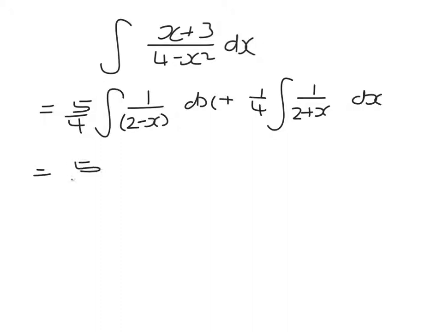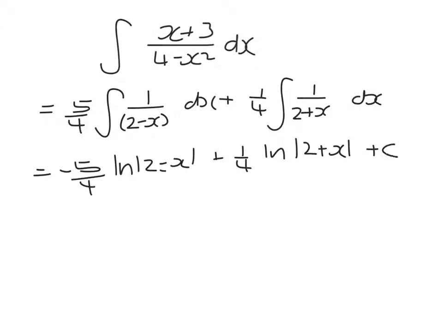I can just multiply. If I integrate 1 over 2 minus x, I get the natural log of 2 minus x, and I have to divide by minus 1, so that'll give us minus 5 over 4. And then we will get 1/4 times the natural log of 2 plus x. I must remember to put in the modulus sign, and always our plus c.